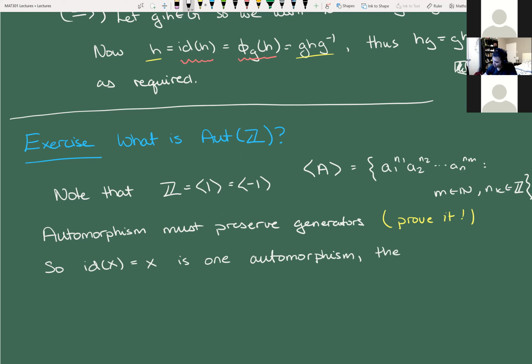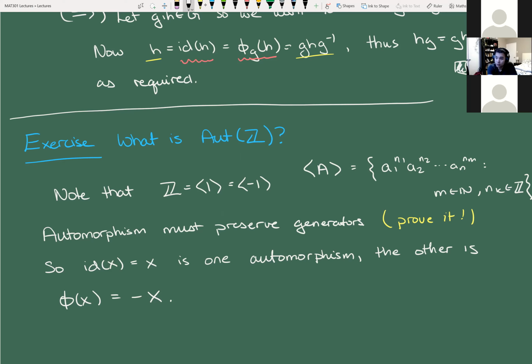So whatever this phi of x is, it has to take 1 to negative 1. What? Yeah, negative x. And these are the only two things which do that, right? Again, the automorphism has to map generators to generators. Phi here maps 1 to negative 1. It also maps negative 1 to 1.